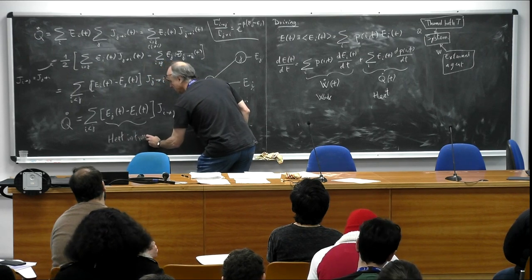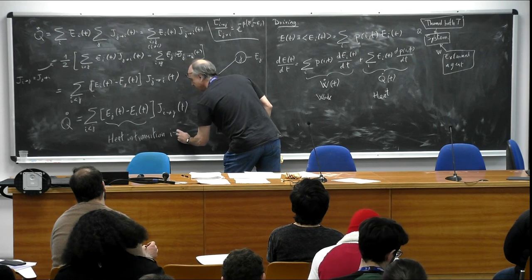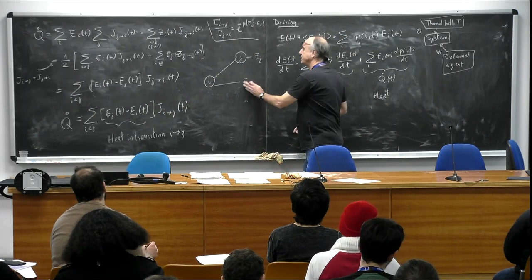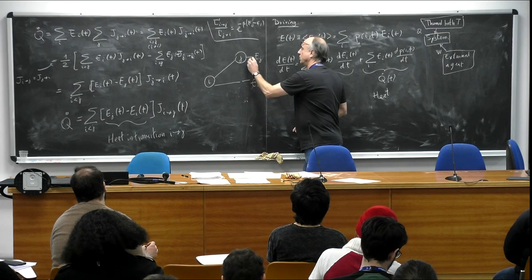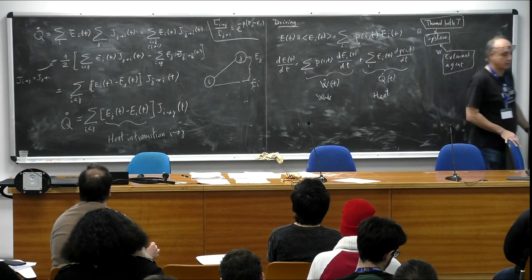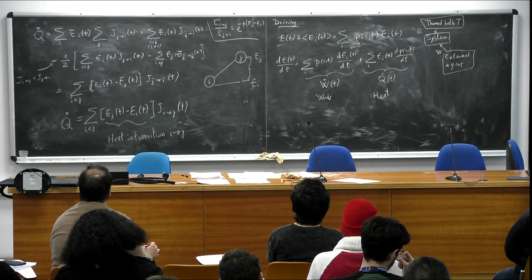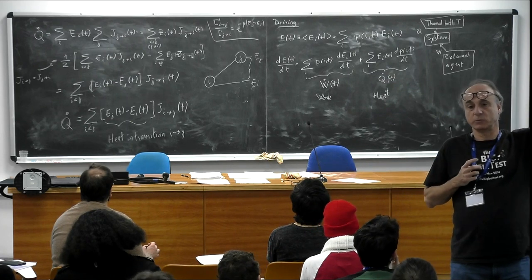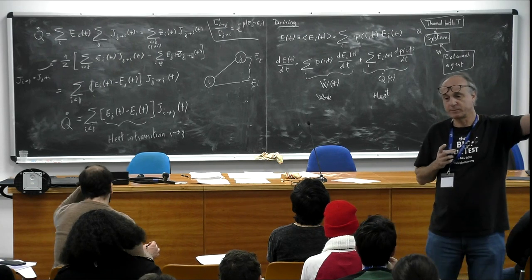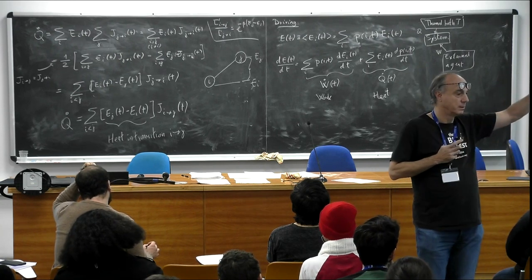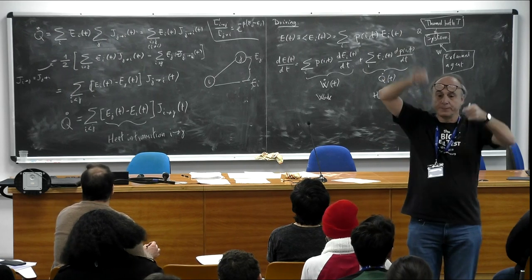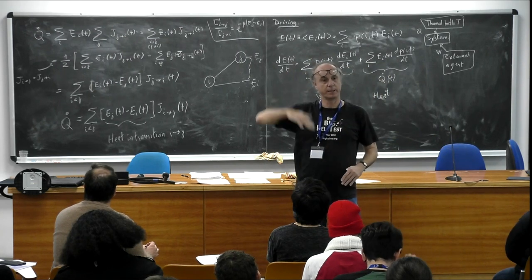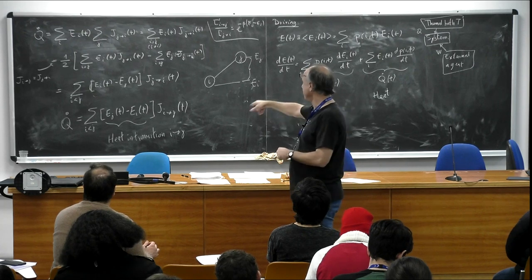Why? Why is Ej minus Ei, this difference, the heat? Can anybody tell me? When my system jumps from I to J, the energy increases. Where does this energy come from? It comes from the external agent, or it comes from the bath. The jump is not due to the external agent. The external agent only changes the energies of the states. So this is energy that comes from the bath.